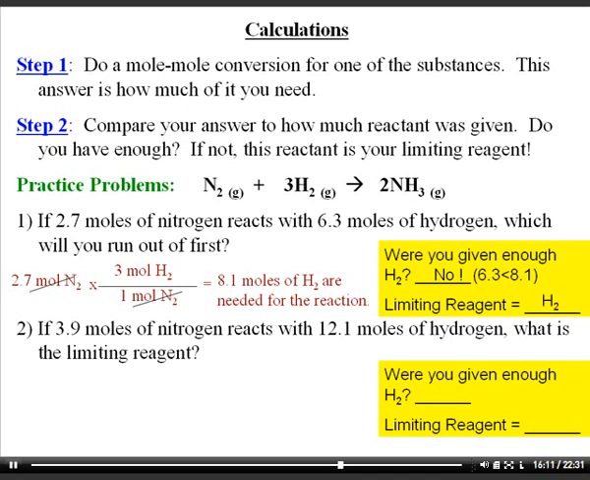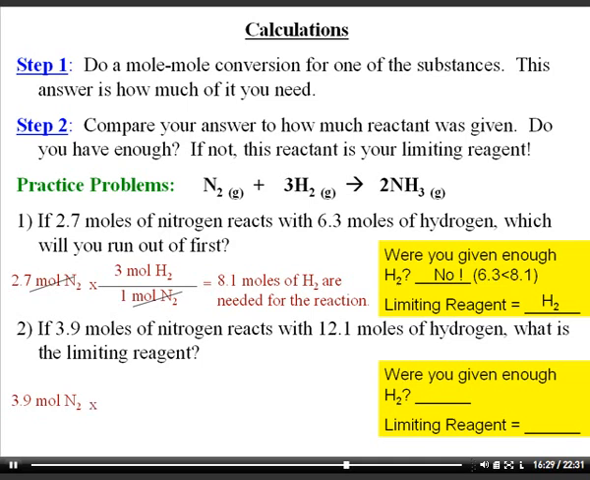In the next example, it's basically the same way. We have 3.9 moles of nitrogen. It's trying to react with 12.1 moles of hydrogen. Somebody's going to run out first, so we'll figure out how much hydrogen we need to use up all 3.9 moles of nitrogen. So 3.9 moles of nitrogen I'm going to choose as the given.